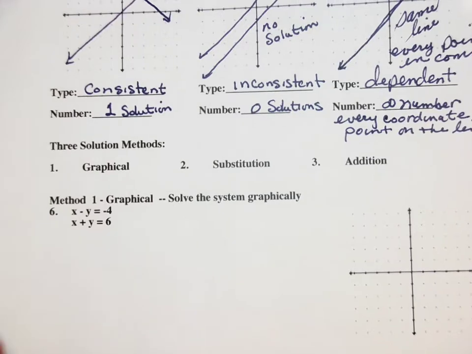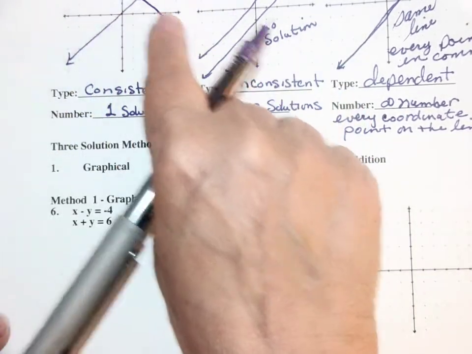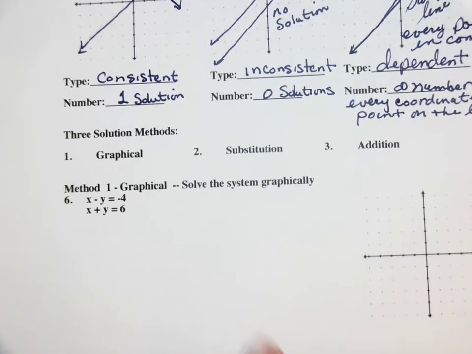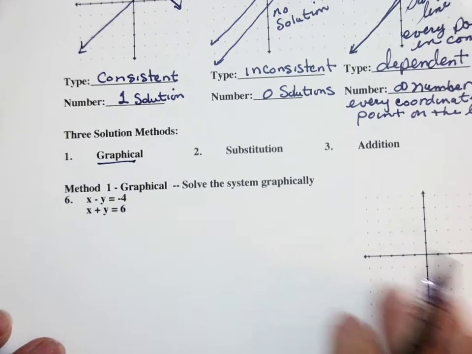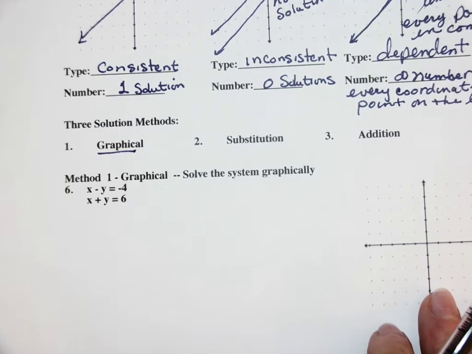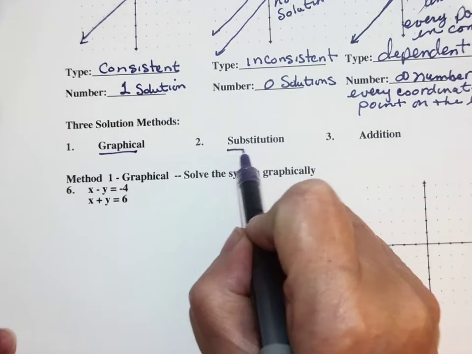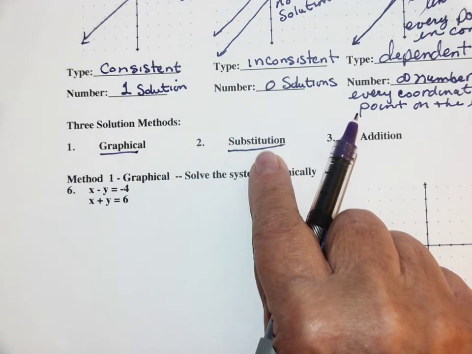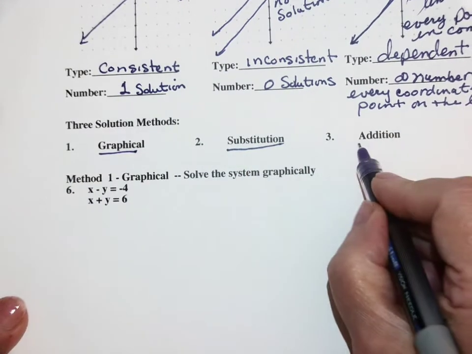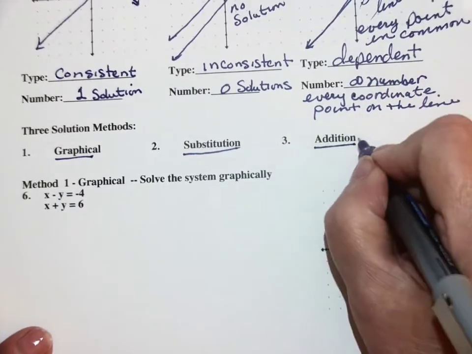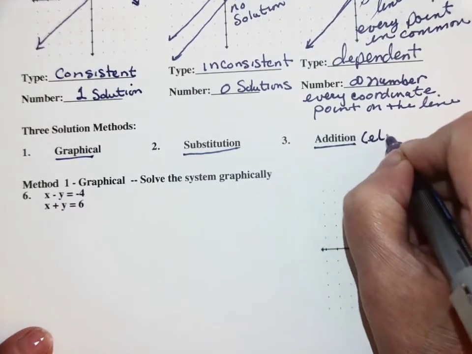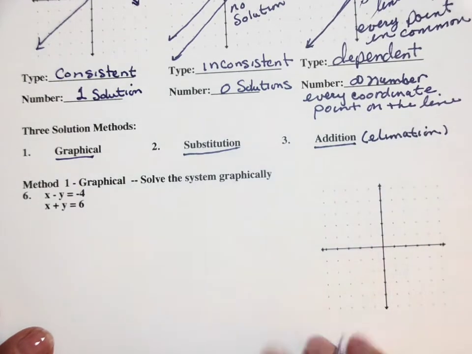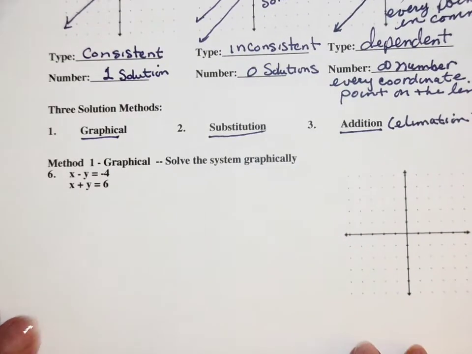We're only talking about now systems of 2 equations and 2 unknowns. There are three ways of solving these graphically. That's a way I don't particularly like because it's not very accurate. Substitution, and we've been using substitution. We'll use it again at the end of chapter 6, in 6.6. And something called the addition method. Another name that's attached to it is elimination. The elimination method, the addition method.